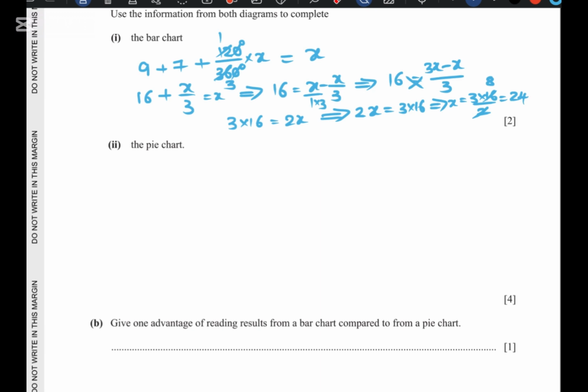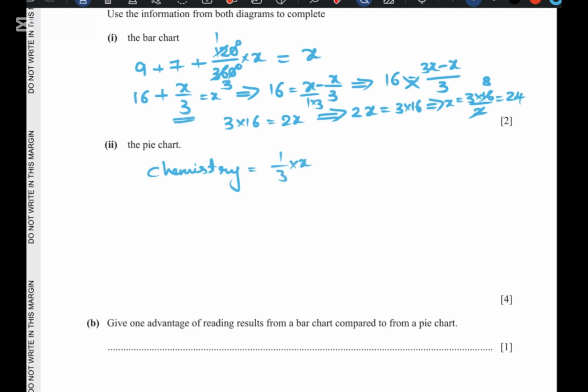Okay, and now we have to complete the bar chart also and the pie diagram also. For that, I can now find out how many students preferred chemistry. Chemistry was preferred by 1 by 3 into x students we got here. That means 120 by 360 into x, we got 1 by 3 x by simplification. So just do 1 by 3 into 24. You get 3 times 1, 3 times 8. So 8 students prefer chemistry.